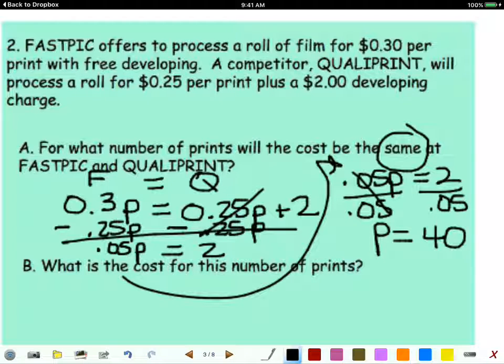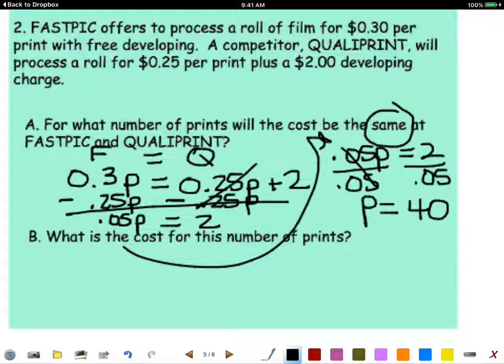So Part B says, what is the cost for this number of prints? So for 40 prints, they want to know how much that's actually going to cost. Does it matter if we use the 0.3p and plug in 40 for p there, or the 0.25p plus 2 and put in the 40 there? Does it matter which side we use? No, because they're going to be equivalent, right? So I would probably use the 0.3. That just seems like less work, right? 0.3 times 40. What do you get? $12. Everybody agree?